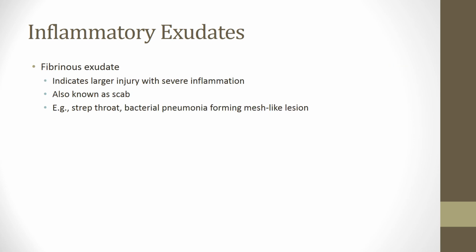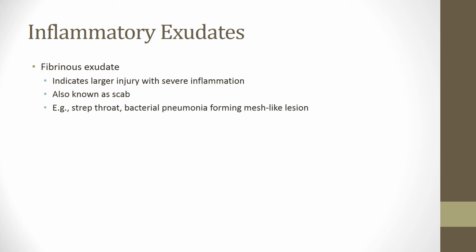Another type of exudate is fibrinous exudate, which is seen with a larger injury with severe inflammation. So fibrinous exudate is composed of fluids and a large amount of fibrinogen. When we're comparing to serous exudate, the leakage of fibrinogen will signify more severe inflammation.